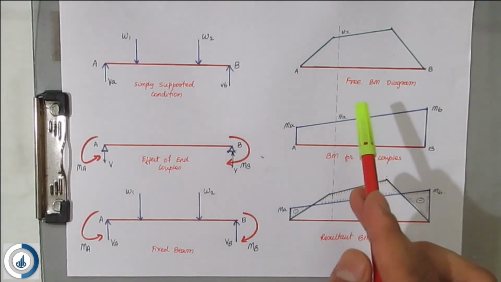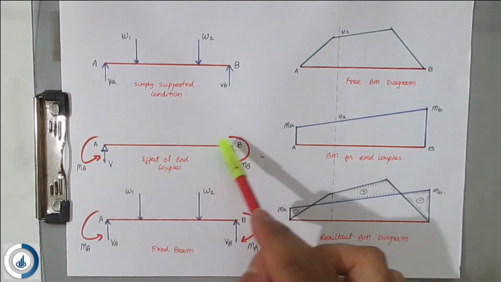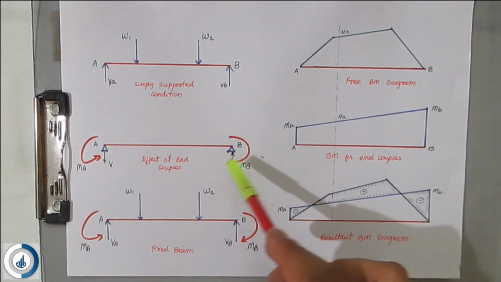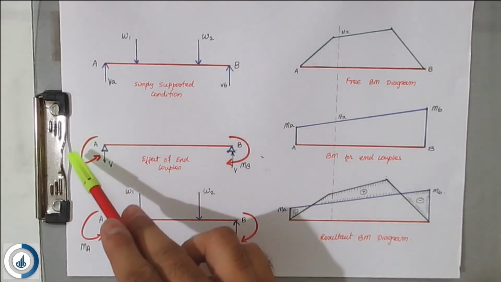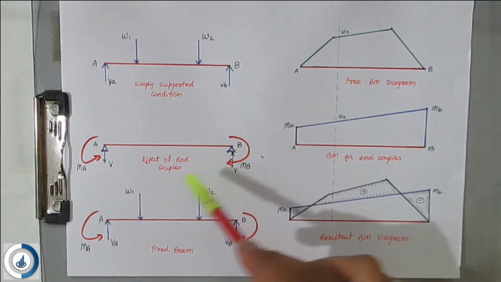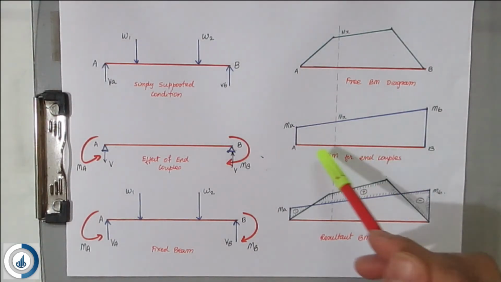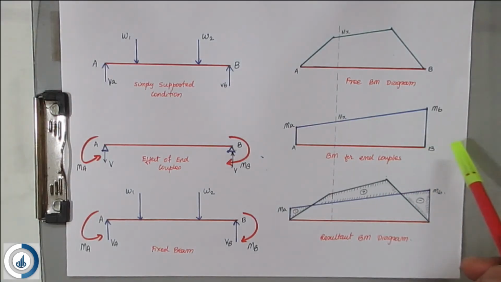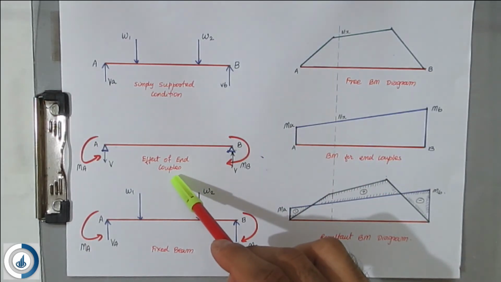Now we will consider only the effect of end couples, that is nothing but MA and MB, the moments at A and the moments at B. For this the bending moment diagram will look something like this. MA is smaller and MB is greater. So this is the kind of bending moment diagram you will get for the effect of end couples.